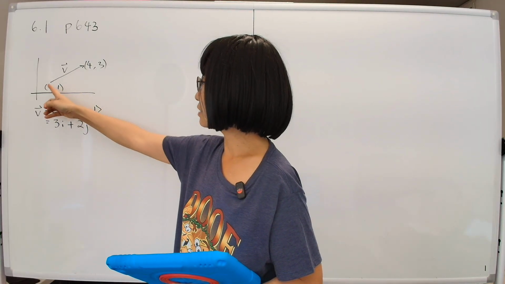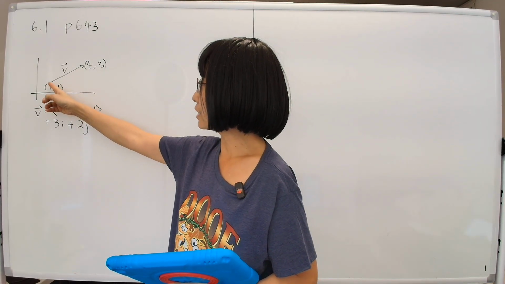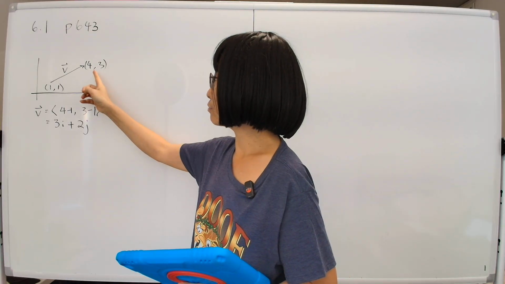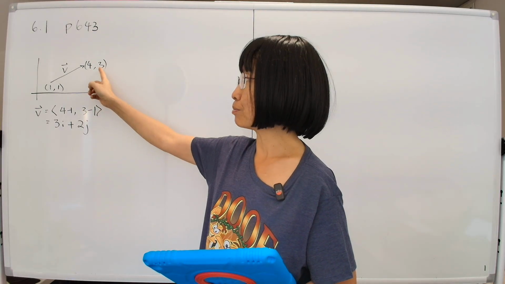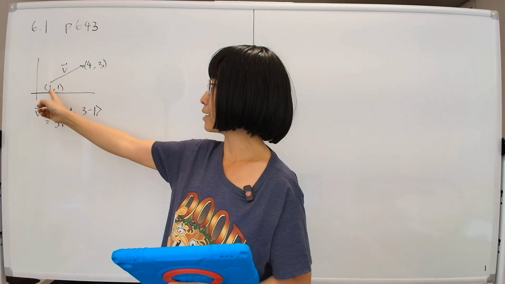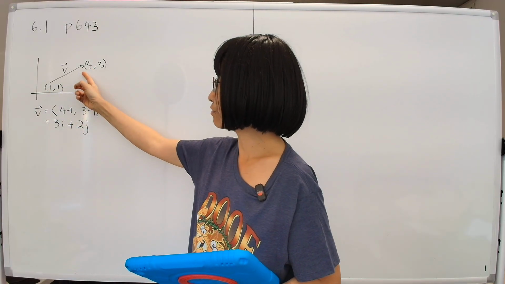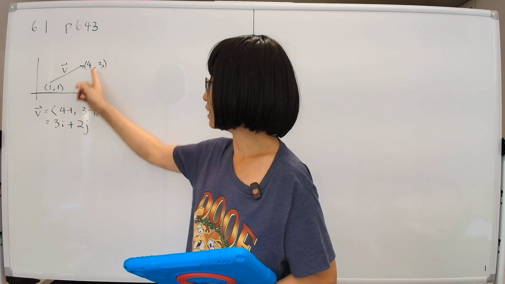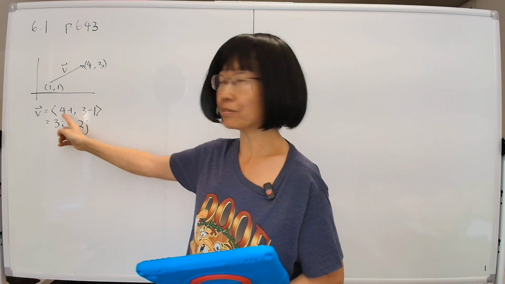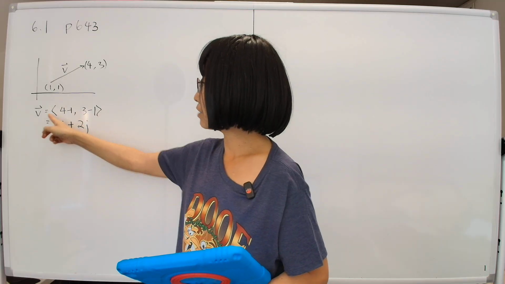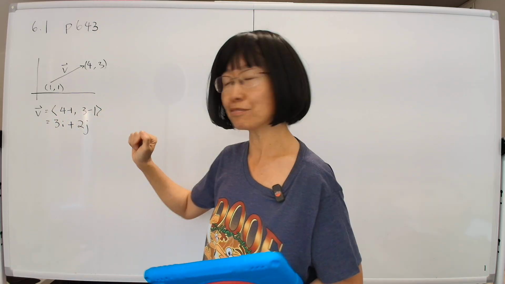A vector is something that starts at some point and then ends somewhere else. The way we represent it is taking the end point, the terminal point, and subtracting the beginning point, component by component. For example, this vector v will be 4 minus 1 for the x component and 3 minus 1 for the y component. And then we write these brackets here to represent it.